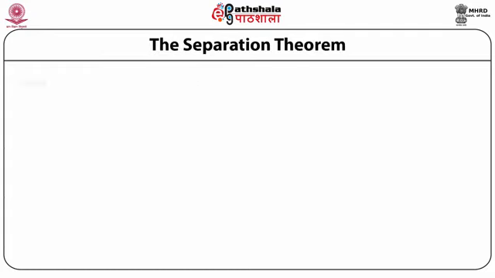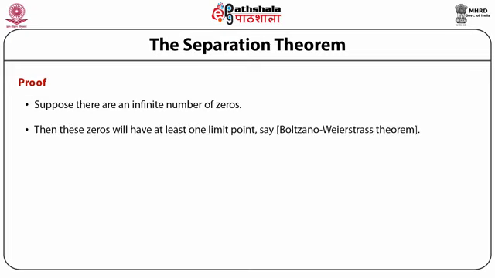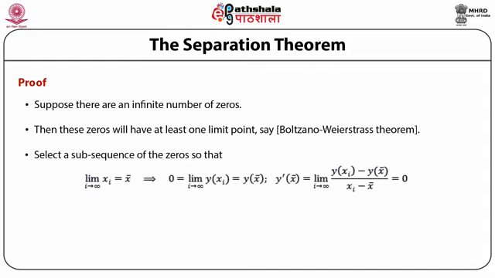We will now discuss the proof of the separation theorem. First, suppose there are an infinite number of zeros. Then these zeros will have at least one limit point, say x bar. This is the Bolzano-Weierstrass theorem. Select a subsequence xi of the zeros so that limit i tending to infinity xi is equal to x bar. Then 0 is equal to limit i tending to infinity y of xi is equal to y of x bar.